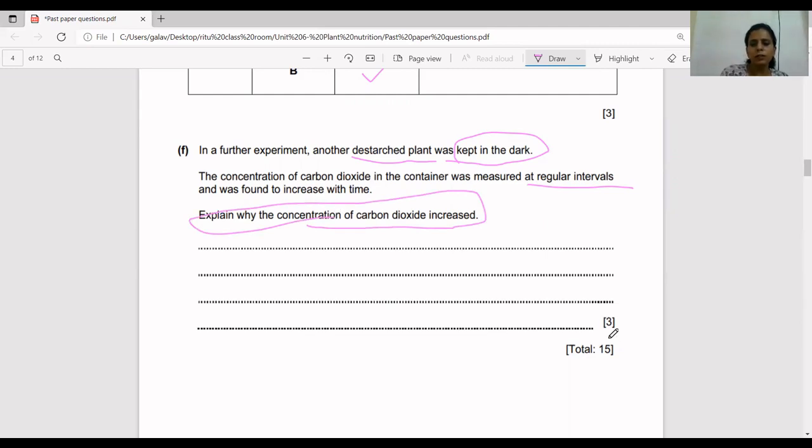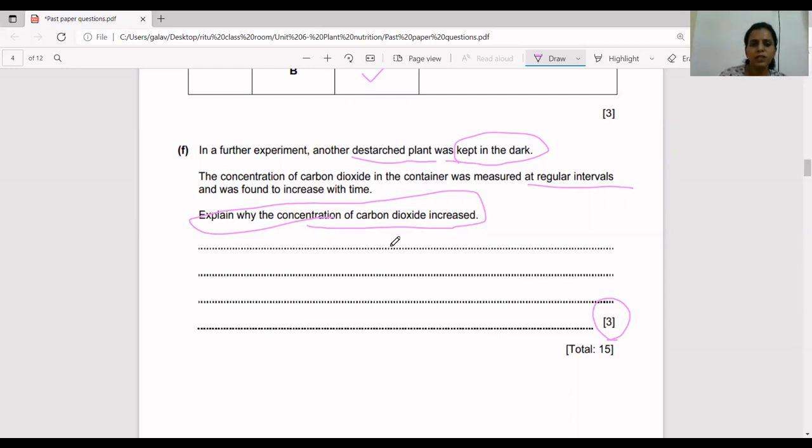Now this question has been given for 3 marks, so you have to write down any 3 valid points. Now carbon dioxide concentration will increase only in 2 cases. First, the plant is not performing photosynthesis. As the plant is not performing photosynthesis, it is not using any carbon dioxide gas, okay. That means the amount of carbon dioxide gas remains the same in the surroundings of that particular plant. Second, the carbon dioxide concentration is increasing because another very important process takes place in the plant, that is respiration.